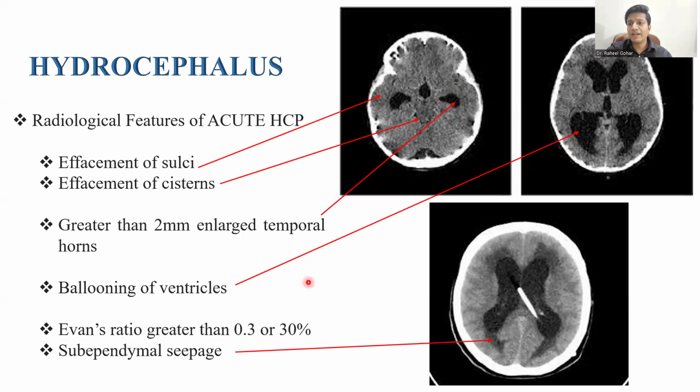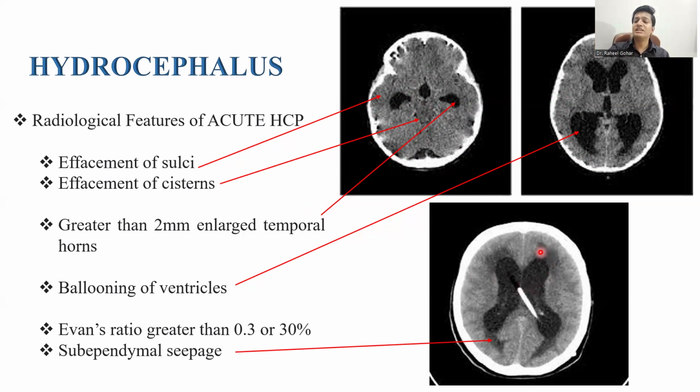Now how to identify the acute component of the hydrocephalus? There are some features. First thing is, as you can see in these pictures, the sulci and gyri are not visible here. So it means this hydrocephalus is causing pressure on the brain, and it is effacing the sulci. This is a feature of acute hydrocephalus. Secondly, you cannot see the cisterns clearly, so there is effacement of cisterns as well. This is also a feature of acute hydrocephalus.